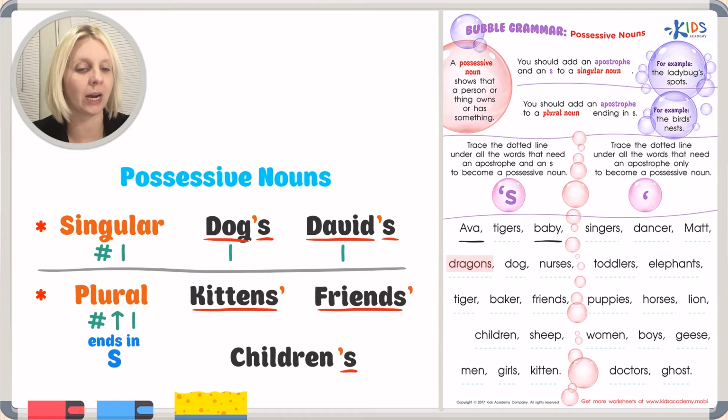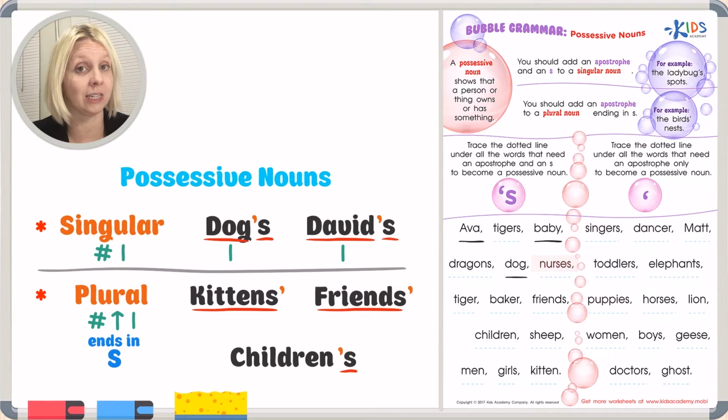Babies. What about dragons? Dragons is more than one. That's plural and it ends in S. So we're not going to do that one. What about dog? Is dog singular or just one? Yeah, and that was actually one that I used in my example, right? So we know that we're going to need an apostrophe S.